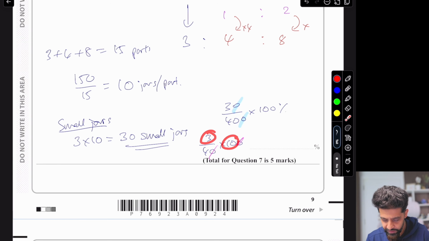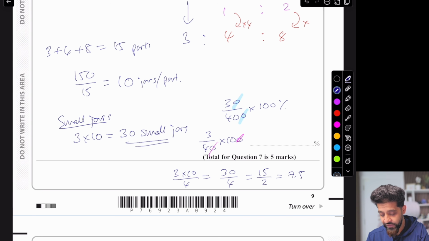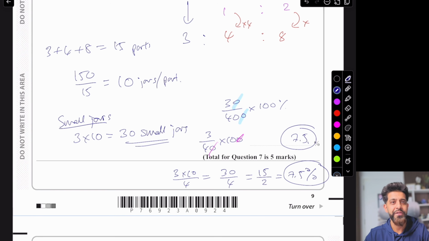We have 3 times by 10 over 4. Let's do that. 3 times by 10 over 4. That is 30 over 4. That's, again, you can just do 30 divided by 4 if you want to, or you can break it down, like cancel down. So 15 divided by 2, and then you got 7.5. That's easier to handle. So 7.5 is my final answer.